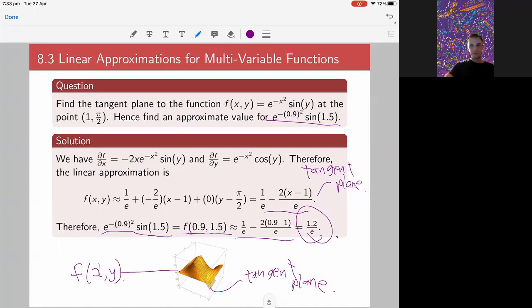So we've now had a look at linear approximations. Now I want to spend a bit more time talking about what these linear approximations actually tell us. There is a nice way of thinking about tangent planes here.